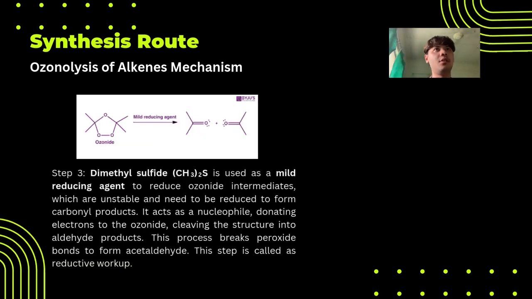The last step of the mechanism: dimethyl sulfide is used as a mild reducing agent. This is to reduce the ozonide intermediate, which is unstable and needs to be reduced to form the carbonyl product. It acts as a nucleophile, donating electrons to the ozonide. This cleaves the structure into the aldehyde product. This process breaks the peroxide bond to form acetaldehyde. This step is called reductive workup.